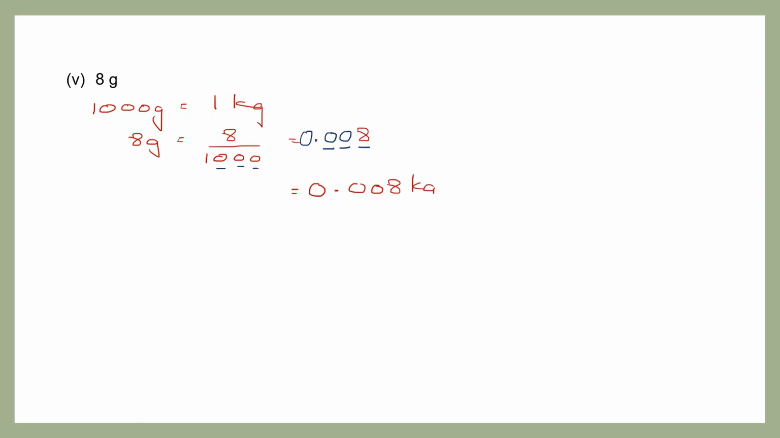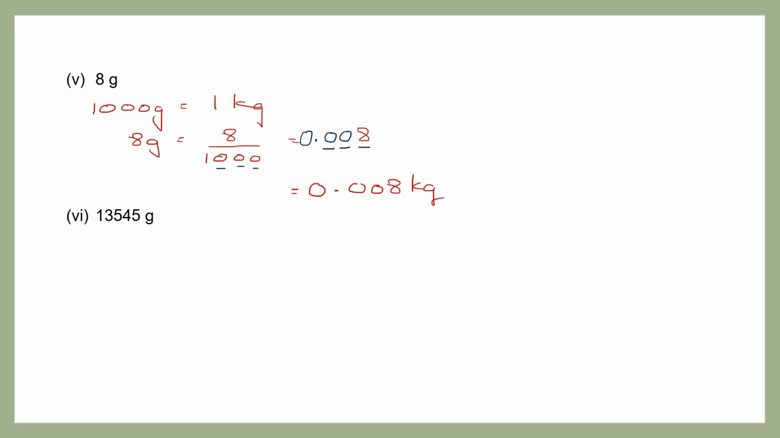Question 5. 8 grams converted to kilograms. So 1000 grams equals 1 kilogram. Therefore, 8 grams will be 8 divided by 1000. So let's write 8 as a whole number. Look at the zeros in the denominator, 1, 2, 3. Move the point 3 places to the left. 1, 2, 3, and then I put my point. There are no numbers here, so I filled in with zeros. So what is my answer? 0.008 kgs. Don't forget to write the unit.